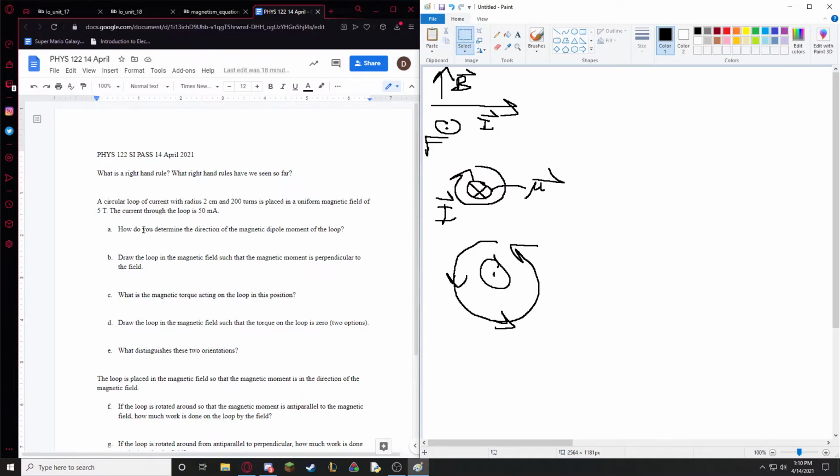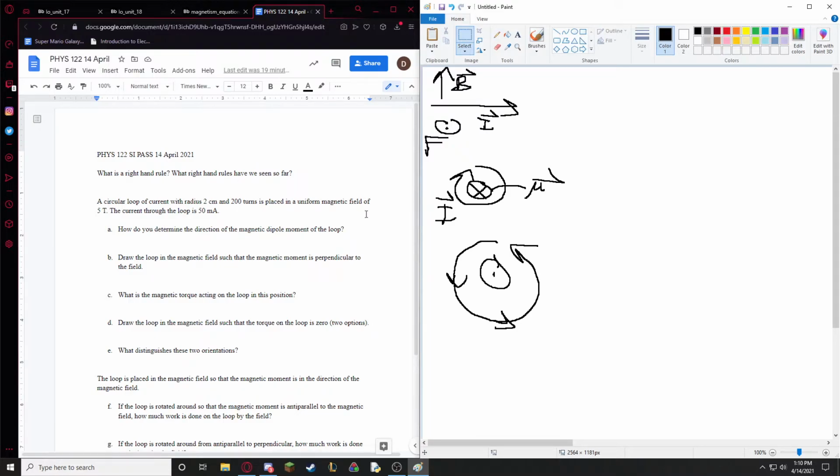So we're going to have a circular loop of current with radius 2 centimeters, and it's going to be 200 turns of current. And it's going to be placed in a uniform magnetic field of 5 Teslas. Arbitrary numbers, who really cares? I'll probably just refer to them as B and N turns with radius R. The current through the loop is going to be 50 milliamps. We'll just call it I. Who cares about the numbers until the very end?